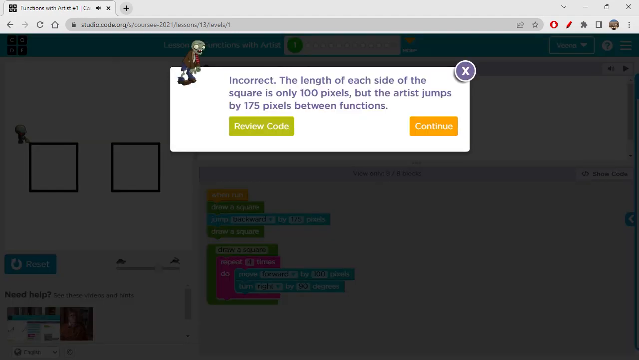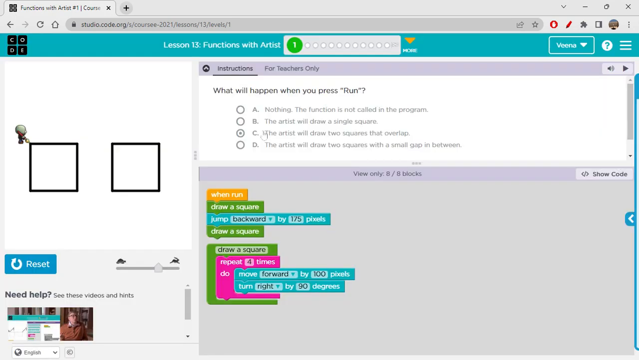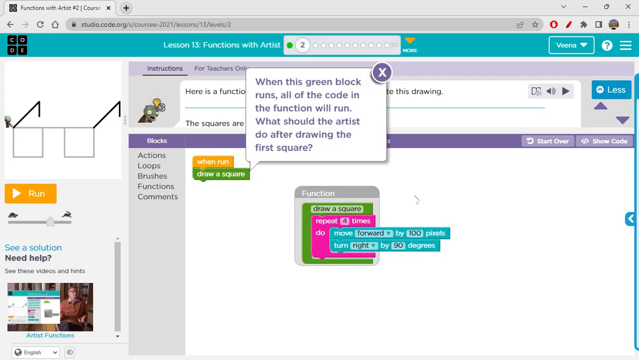Oh, wait. So from, okay, I miscalculated that. I was just thinking of from here, it is already 100 pixels and then 75, right? I was thinking of it. That's okay. No issues. Review code. We can't change the option. That's all right. Reset and run. There's a small gap in between. Okay. That's okay. No issues.